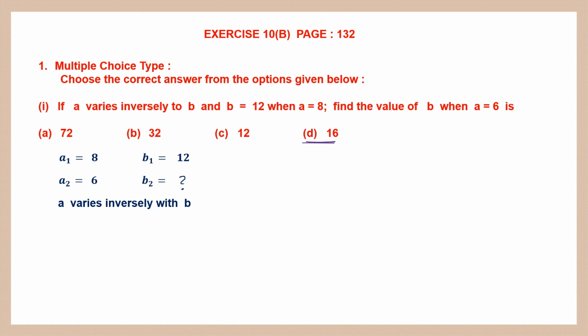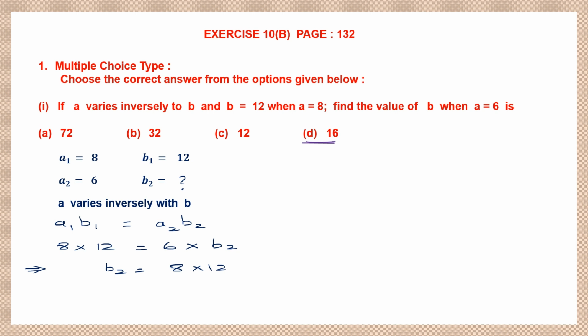So since it's already given to us A varies inversely with B, we can write A1 B1 equals A2 B2. That means the product of A1 and B1 will be equal to the product of A2 and B2. So let's solve this now. A1 is 8. 8 into B1, which is 12, is equal to A2, and A2 is 6 and B2 we don't know, so we'll leave it as B2. Now we're going to find the value of B2. To find the value of B2, we leave it as it is. And on the other side, we have 8 into 12.